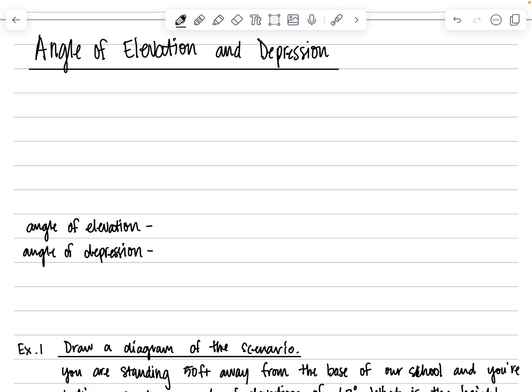So we're going to see a lot of word problems, a lot of scenarios. It's going to be a lot of drawing, and I cannot stress how important it is to draw the diagram correctly and label parts correctly. Angle of elevation and depression can be a little bit confusing, especially angle of depression, and I want this to be very, very clear.